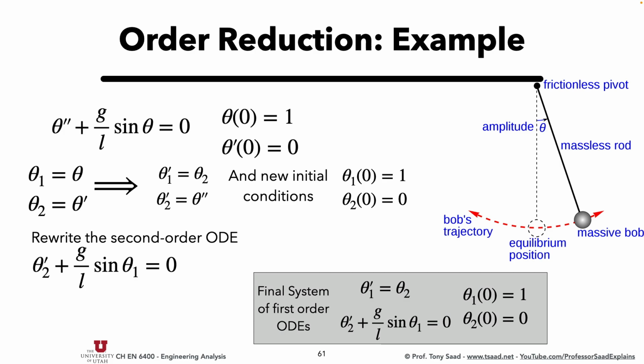We're going to apply this in a second to this guy. And then you update your initial conditions. So theta at 0 means theta 1 at 0 is equal to 1. And theta prime at 0 means theta 2 at 0 is equal to 0. And then you take this here. Theta double prime is theta 2 prime. And sine theta is sine theta 1. Right? And you get a system of two first order initial value problems.